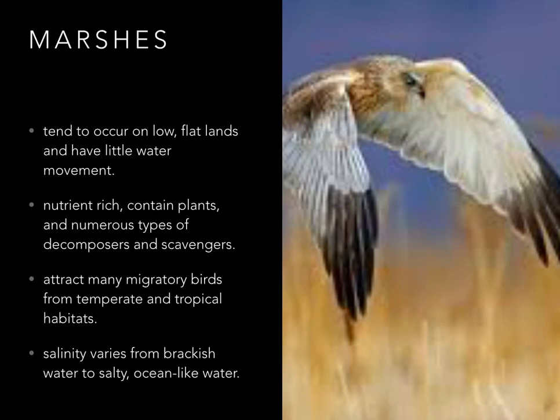So then we have marshes. These tend to occur on low, flat lands and have little water movement. So it's very swampy, very stagnant water. They're nutrient rich. They contain plants and numerous types of decomposers and scavengers. And like I said, with the wetlands, they attract many migratory birds. And so they're going to migrate and find these places with abundant food sources.